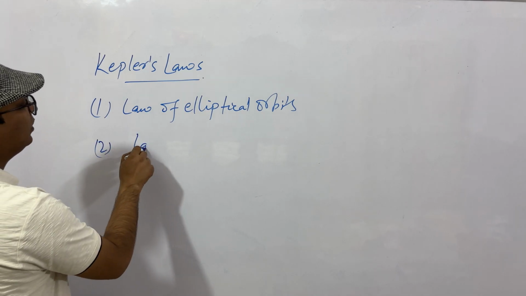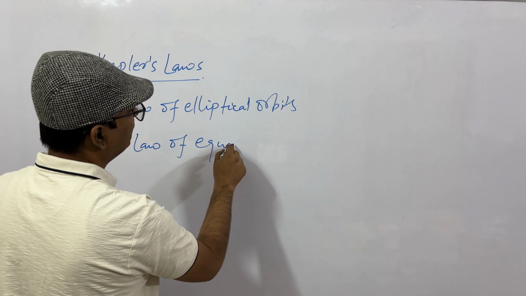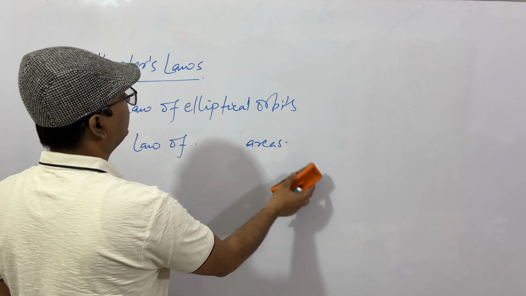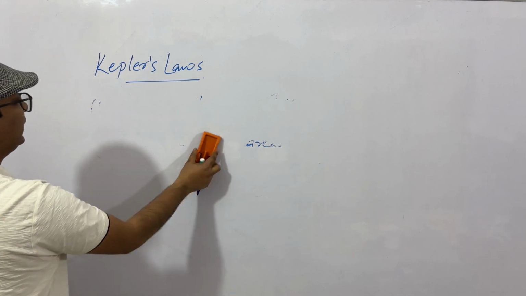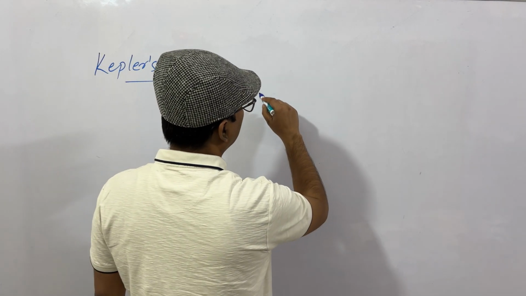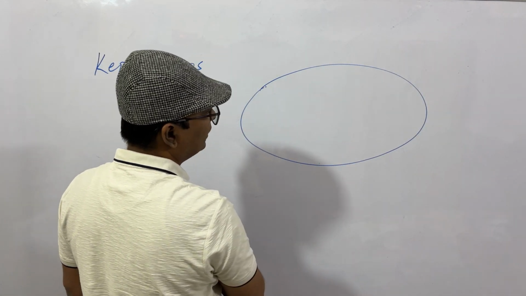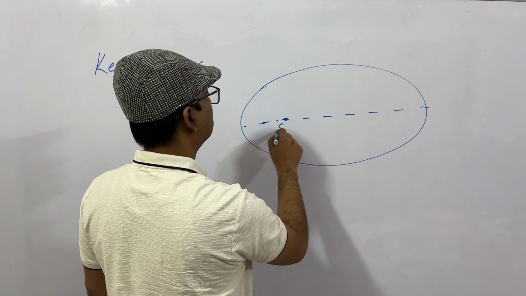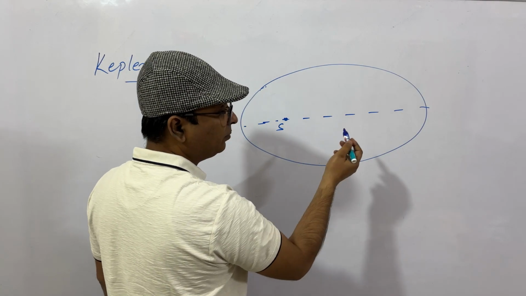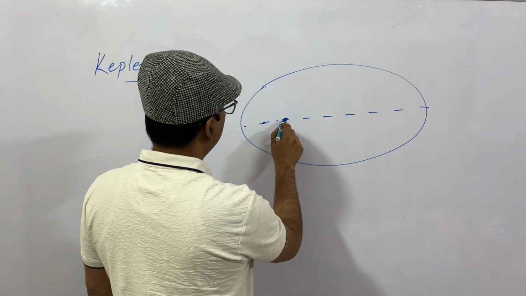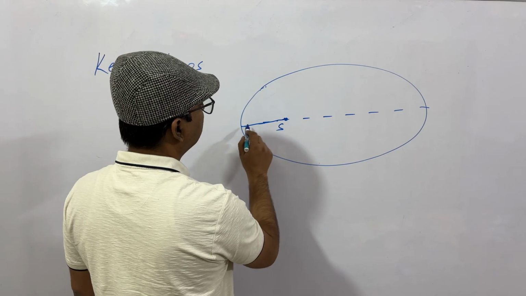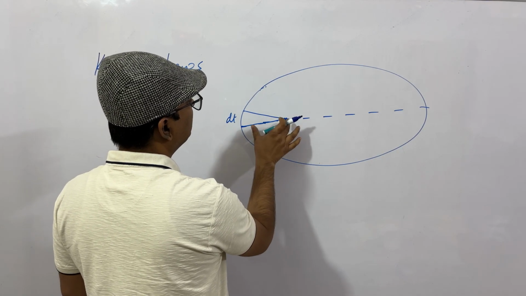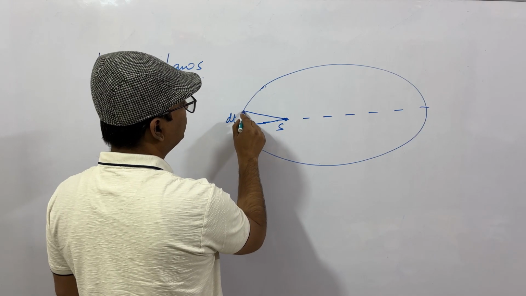The second law is called the law of areas. Let me explain it. What is the law of areas? It says, if this is an ellipse, let this be the focus at which the sun is residing. You know what the major axis and minor axis are. Let's say in dt time, the planet is at this position and then it goes to this position.